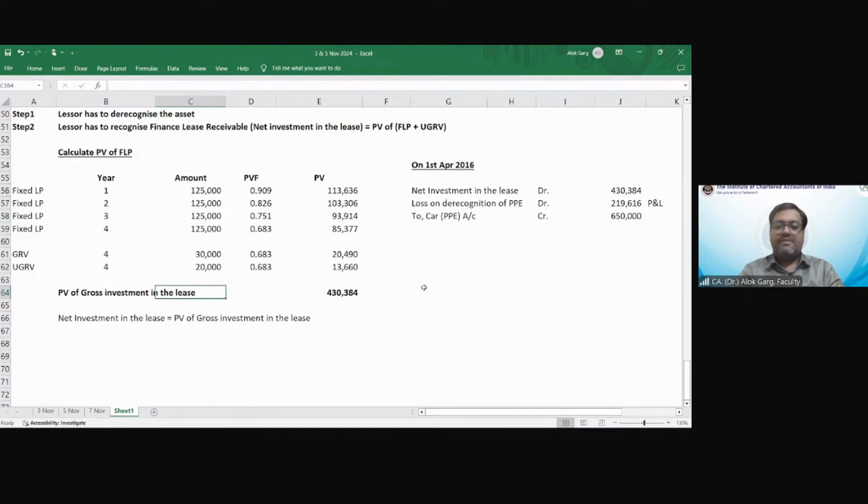What is my gross investment in the lease in this question? 550. 5 lakh. Yes, 550. This entire lease payment plus UGRV, unguaranteed residual value, is the gross investment, and net investment is 430.